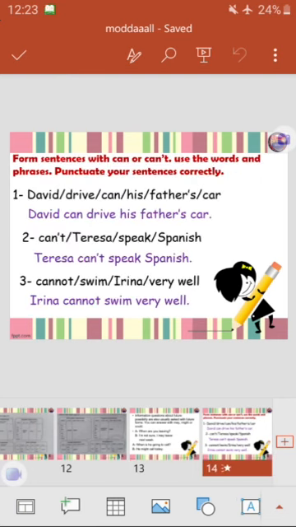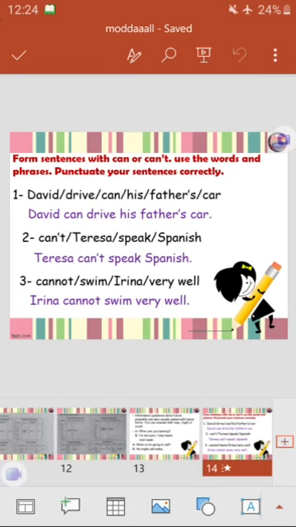Form sentences with can or can't. Use the words and phrases. Punctuate your sentences correctly. Number 1, again, we are going to start with the subject, which is David, the modal verb can, and the base form of the verb, which is drive. So it will be, David can drive his father's car.